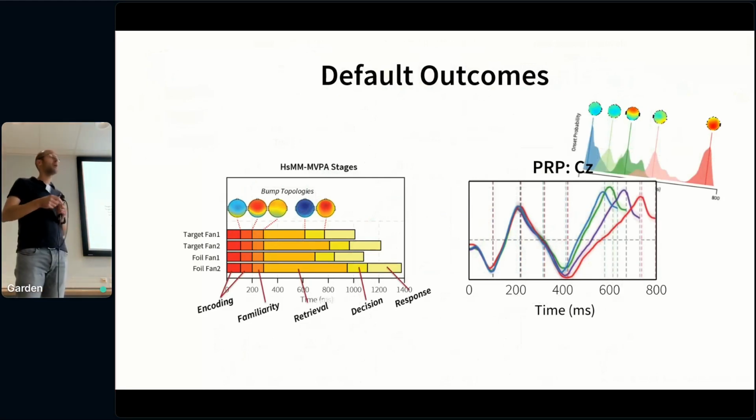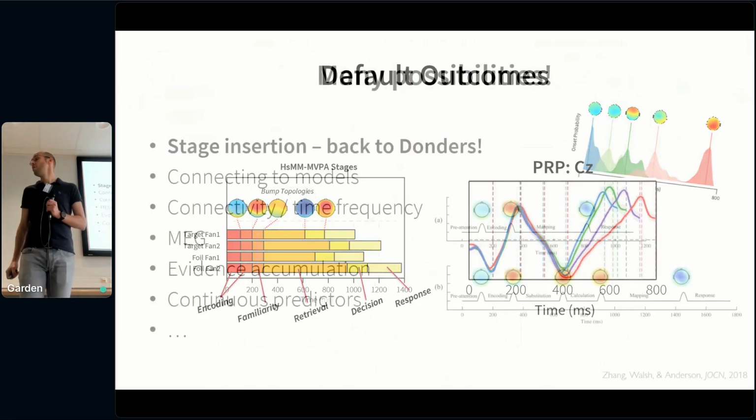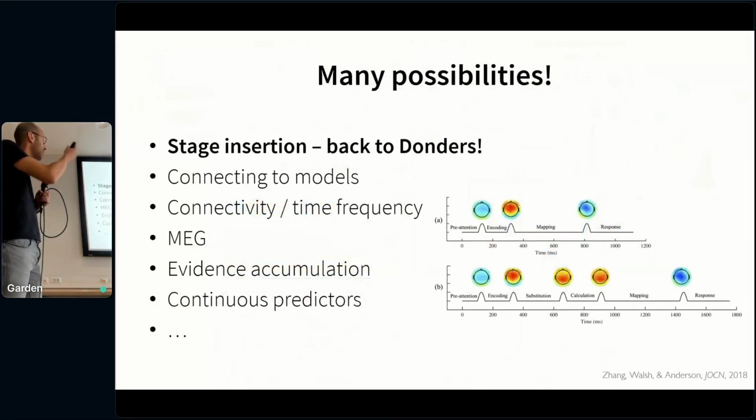And what I now want to do is go over a couple of other things we did just to give you a feeling for what we can do with this. So the first thing you can do is go back to Donders. You can look at stage insertion, right? So these are 2 different mathematical tasks. One where I think you just had to read a number and press a button, and one where you have to do a substitution and a calculation, and then you have to press a button.